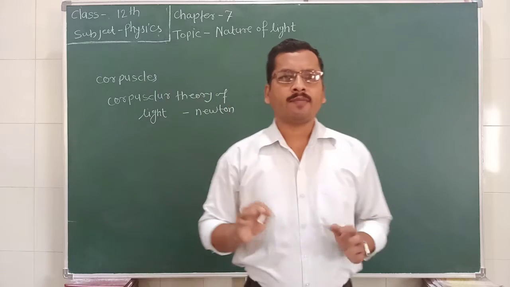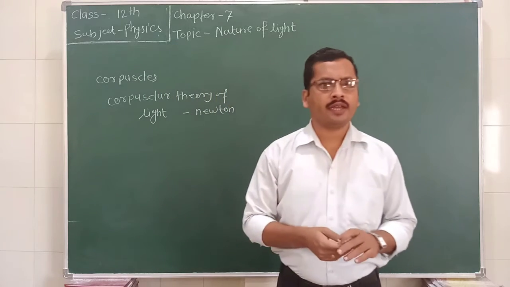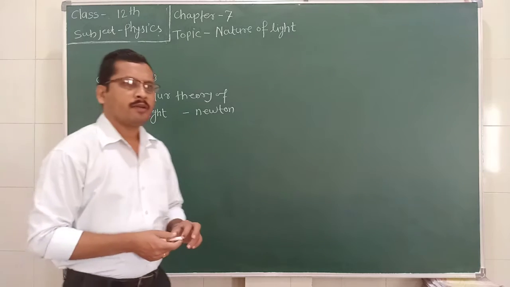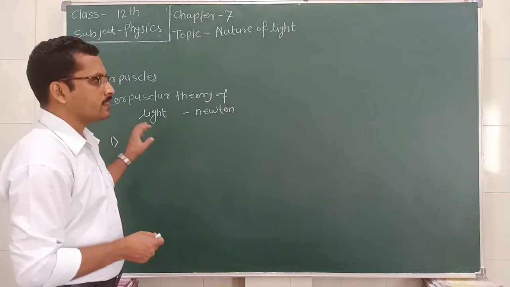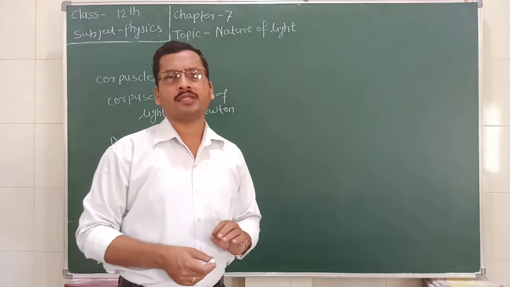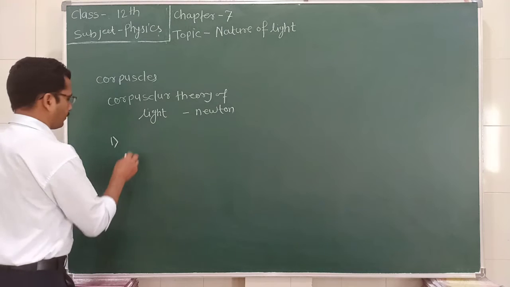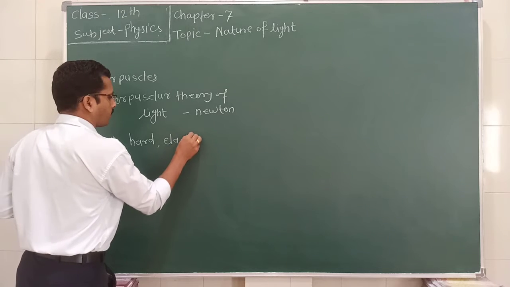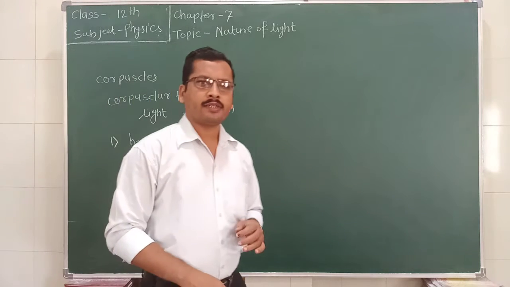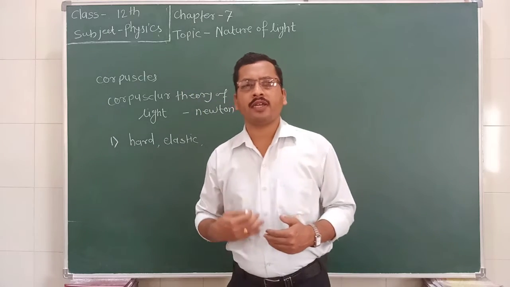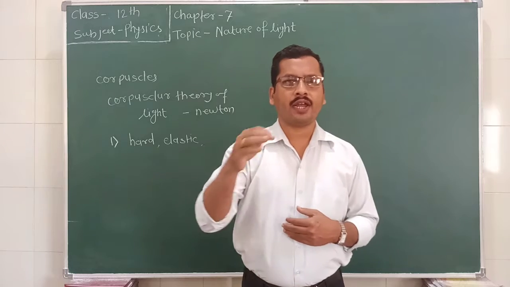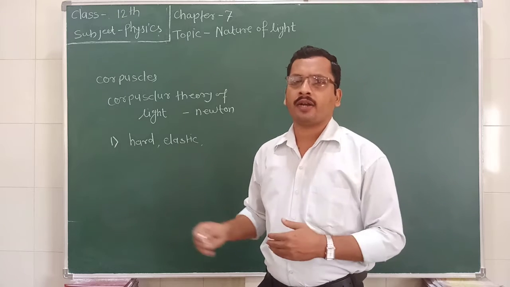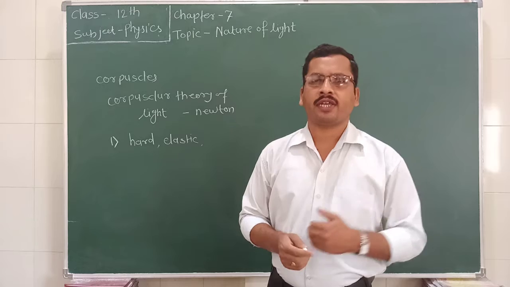And there are some assumptions which are made in this corpuscular theory. We are going to discuss them one by one. The first assumption by Newton is that these corpuscles are tiny particles. They are hard and elastic. These particles travel in a straight line unless an obstacle comes. If an obstacle comes before these corpuscles, then they change their direction.